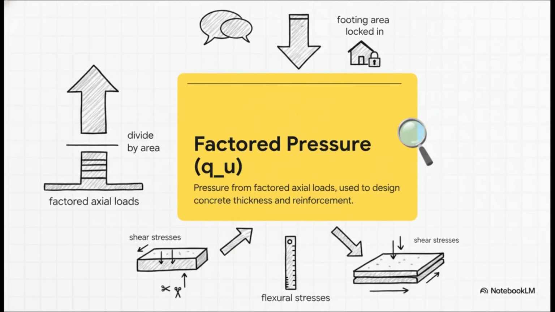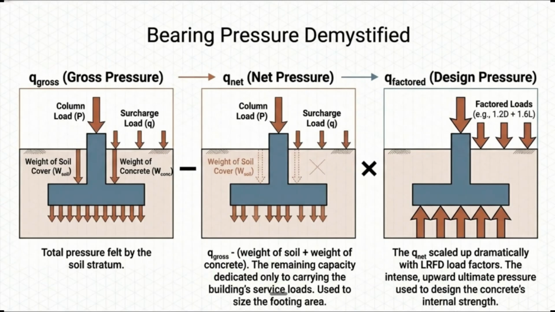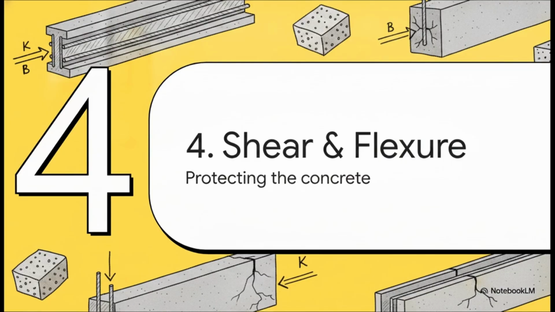And finally, there's factored pressure. Returning to our two languages, once our footing area is locked in using the service loads, we completely switch gears into structural language. We take our factored axial loads and divide them by the area we just provided. We use this intense factored upward pressure to determine the internal shear and flexural stresses the concrete itself is going to have to endure.